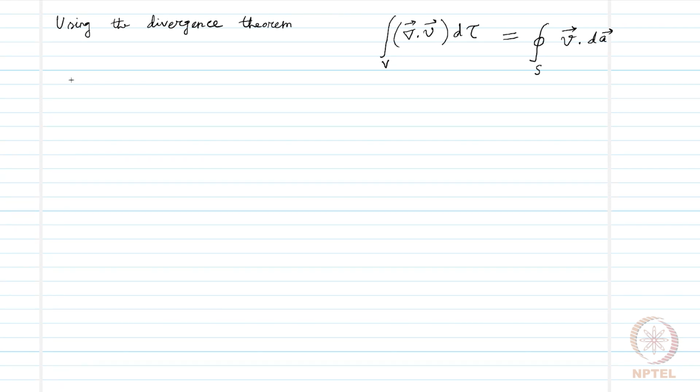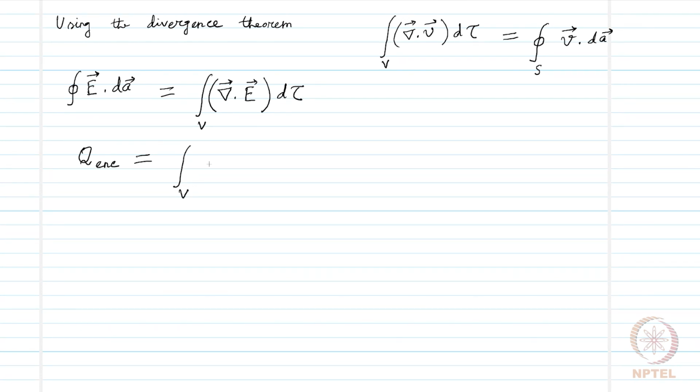So, we have here over a closed surface the surface integral of E dot dA, that can be written as a volume integral over the divergence of the electric field times the volume element. And we know that the total charge enclosed is nothing but the volume integral of the volume charge density.